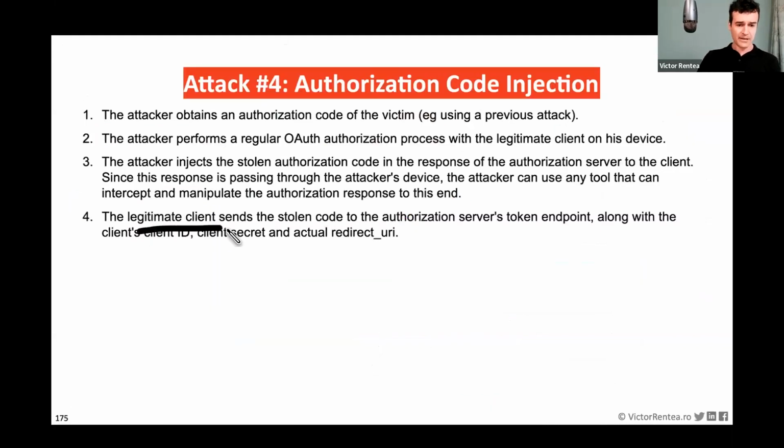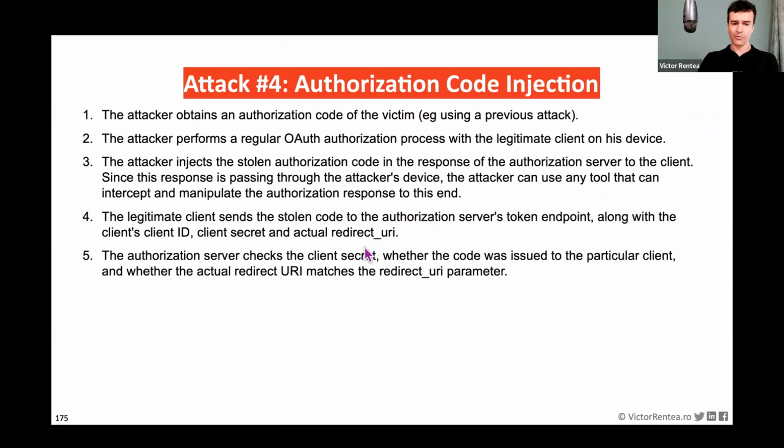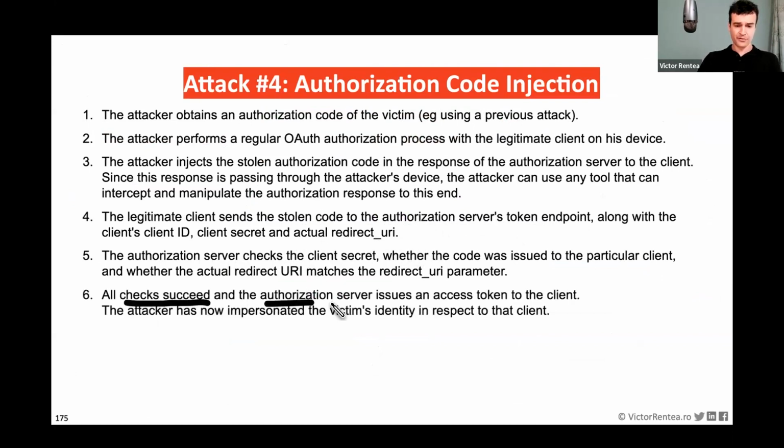All right. The legitimate client sends the stolen code to the authorization server token endpoint, right? Along with the secret, with the thing that it has, with the redirect, whatever. The authorization server cannot distinguish that that's a fake code, and all checks succeed, and the authorization server issues the access token to the client. The attacker has now impersonated the victim. Done.